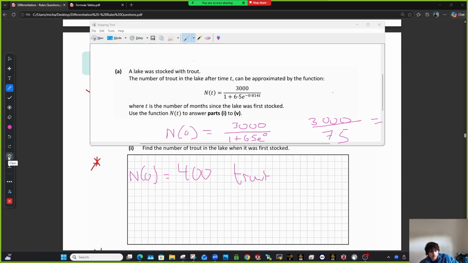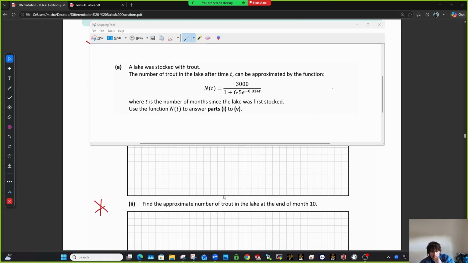And then part two is, how many are there after? These questions are always the same. It's just to find the approximate number of trout at the end of the 10th month. So it's just like n of 10. So I don't think you need to see me put 10 in there. You can all do that.